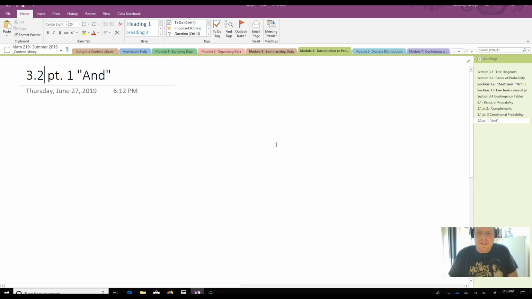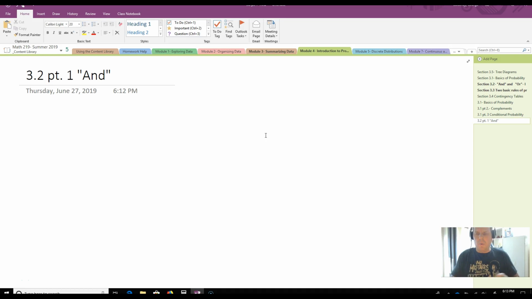All right, so now we're going to start talking about 3.2, and we're going to start out with this idea of "and." Now, you may have thought you knew what "and" meant, but you don't know what "and" means from a probability standpoint. So we've got basic probability, that is the probability that an individual or an event has a single characteristic. Now what we're going to ask ourselves is what happens when I have multiple characteristics? And that's where this idea of "and" will come in, and also "or."